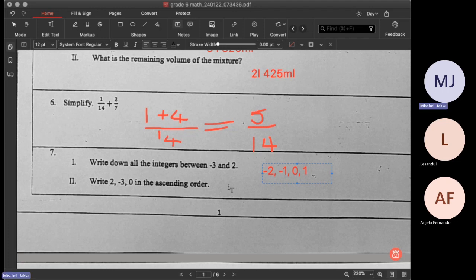Okay, now we have to write 2, -3, and 0 according to ascending order. -3, 0, 2. Okay, -3, 0, and 2. Well done. Well done, Lisandro.